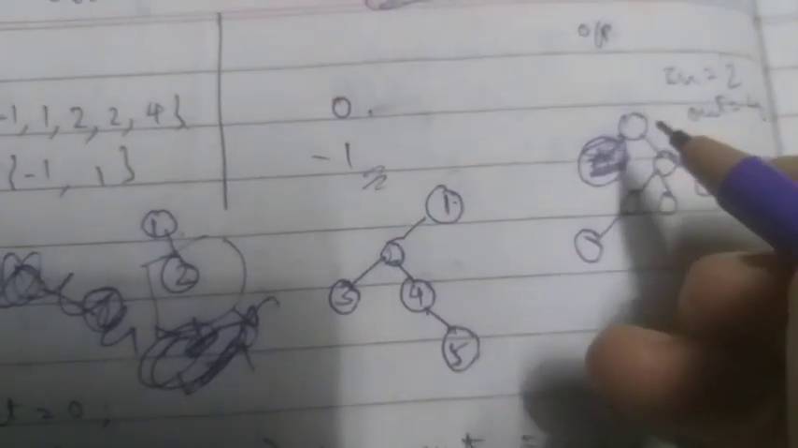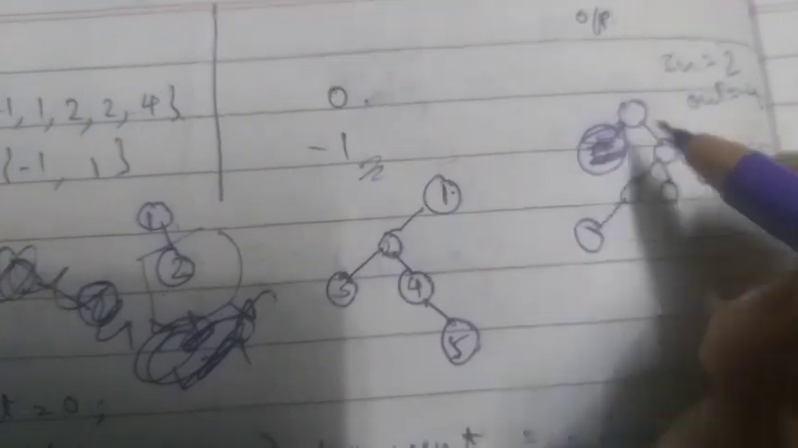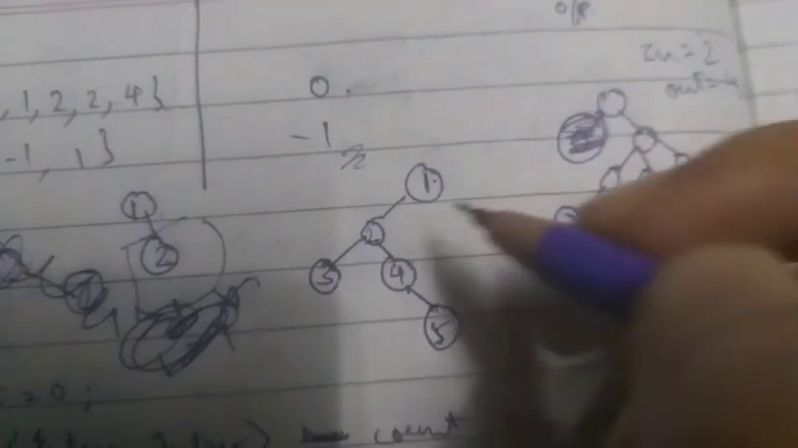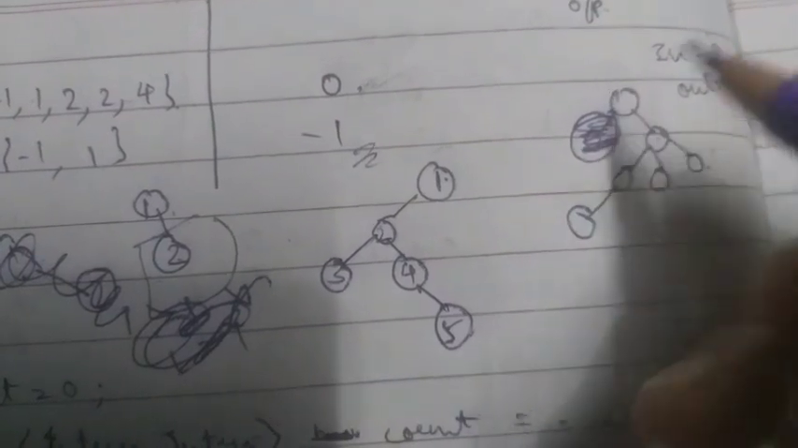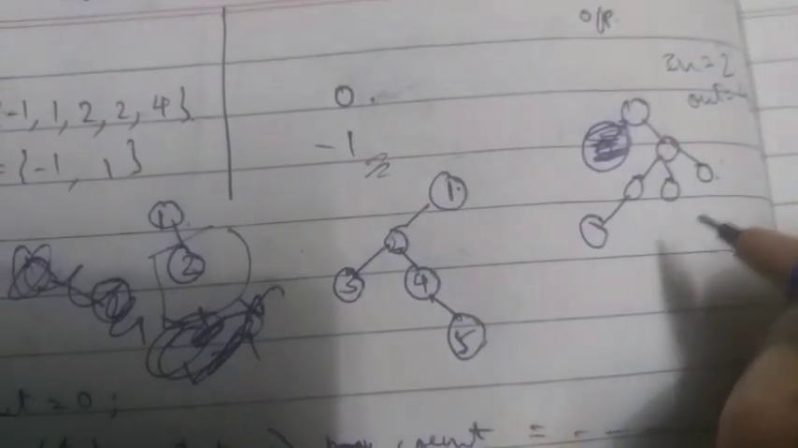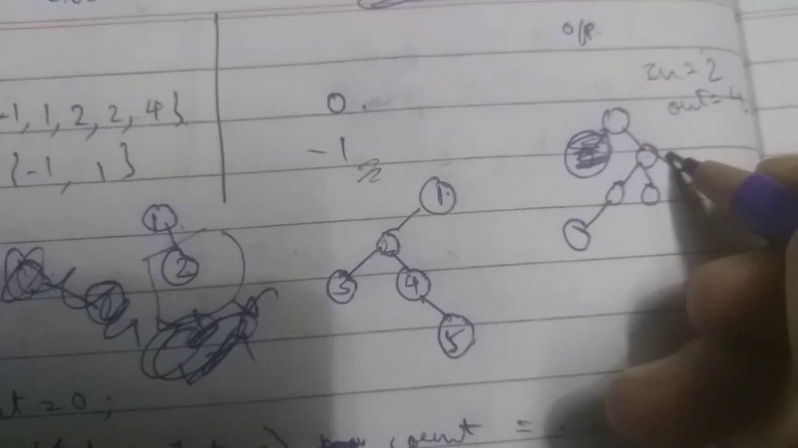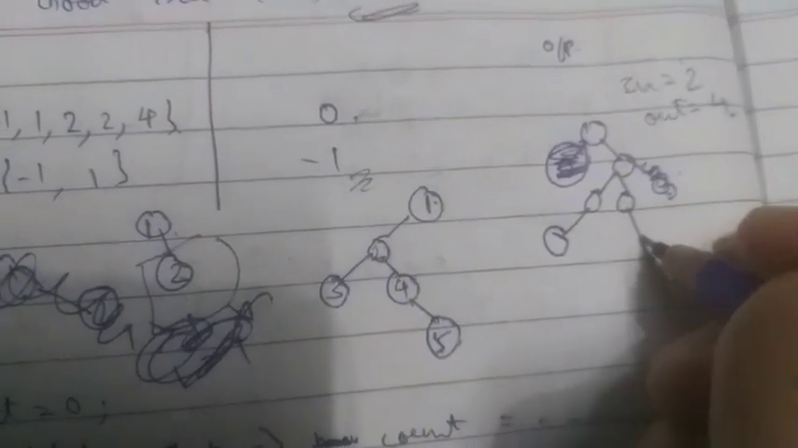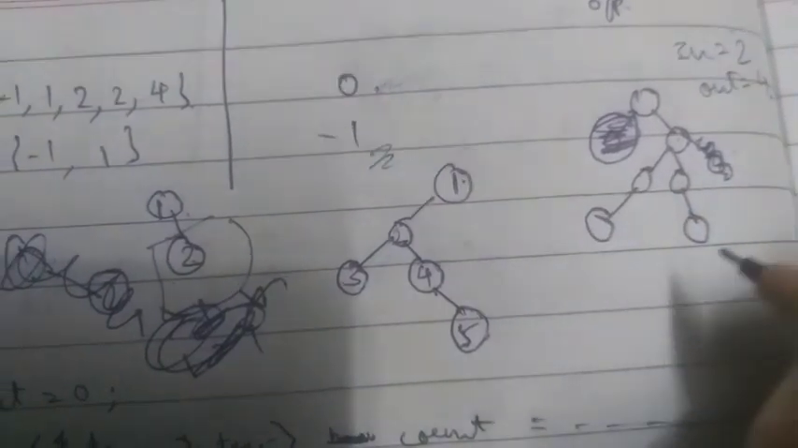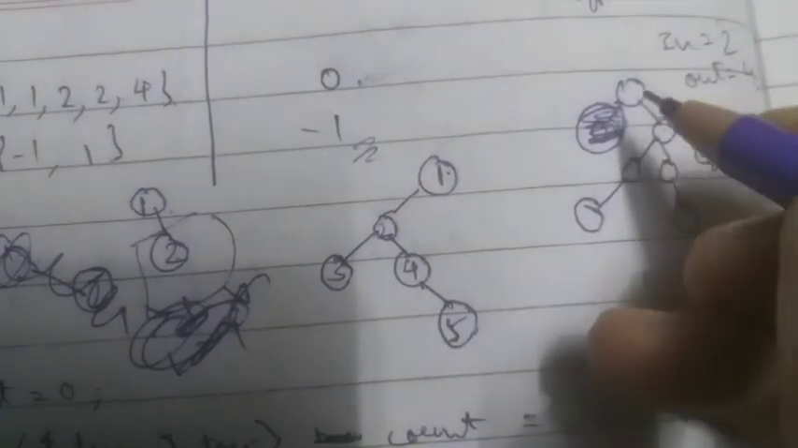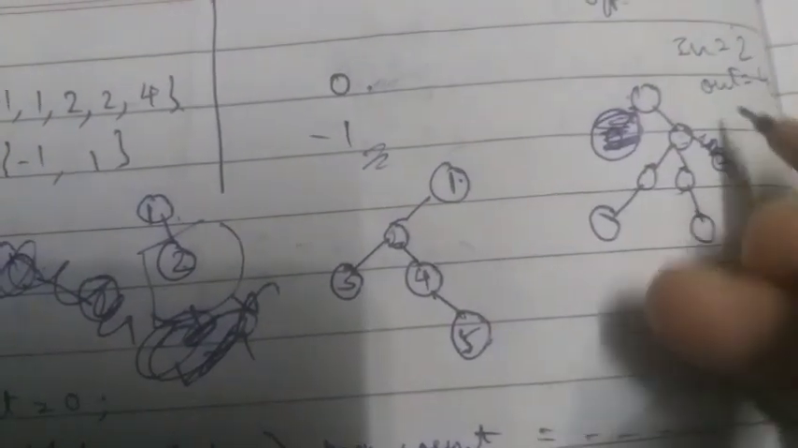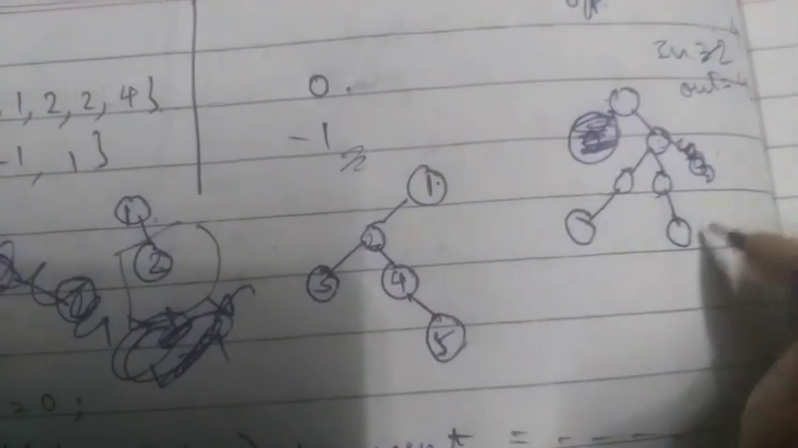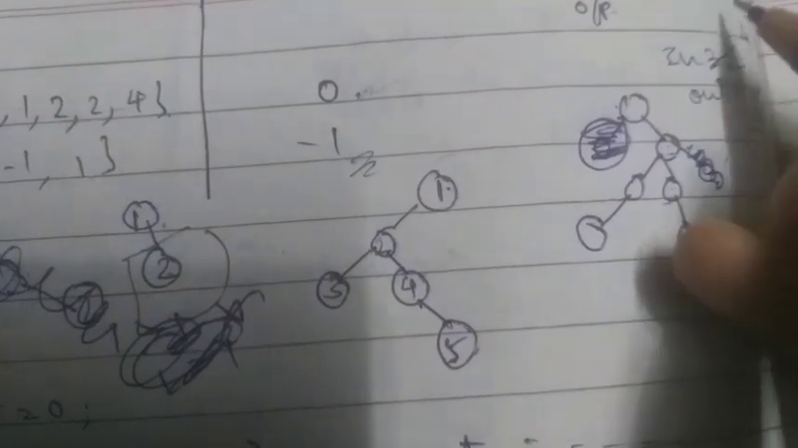Now what is the number of inner nodes? 1, 2, 3, and the leaf nodes are 1, 2, 3. So it is still not satisfied. Now we again take a leaf node, this one, and join it to another leaf node, let's say this one. You can even join it to this one, it doesn't matter. Now how many internal nodes are there? 1, 2, 3, 4. So now inner is 4 and leaf is 2. So now 4 is greater than 2.